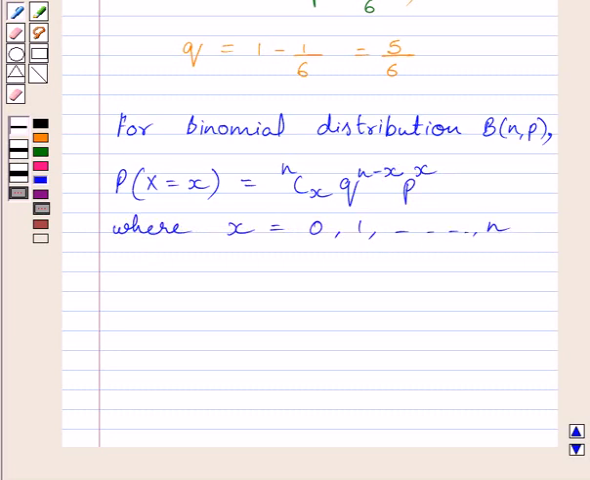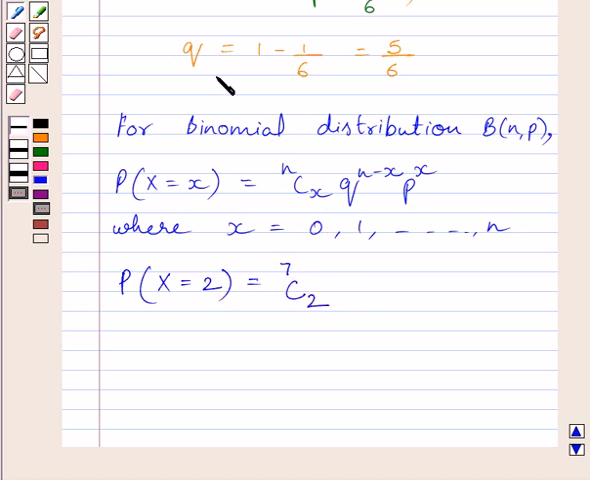Now we have to find the probability of getting 5 exactly twice in 7 throws of a die. So number of successes is equal to 2. So value of this x is equal to 2. Now total number of trials is equal to 7. So value of n is equal to 7. Value of x is equal to 2.